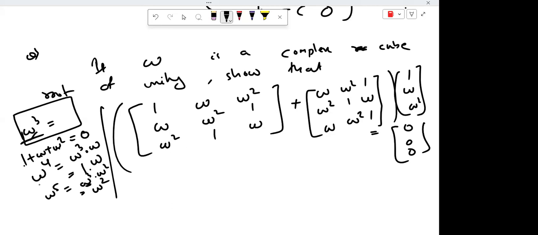And if you have omega to the power 4, you can rewrite it as omega cube times omega. And omega cube, we already know that it is 1, so it again becomes omega. So higher powers of omega we can reduce to omega square only. Okay.